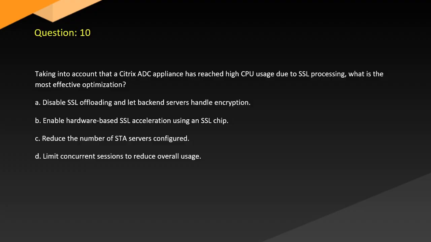Question 10. Taking into account that the Citrix ADC appliance has reached high CPU usage due to SSL processing, what is the most effective optimization? A. Disable SSL offloading and let backend servers handle encryption. B. Enable hardware-based SSL acceleration using an SSL chip. C. Reduce the number of backend servers configured. D. Limit concurrent sessions to reduce overall usage.